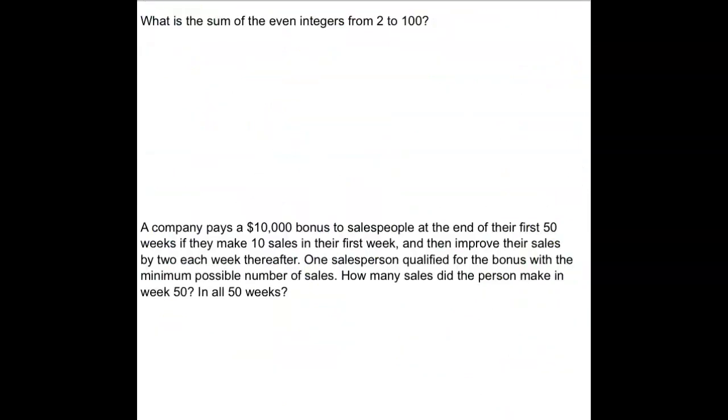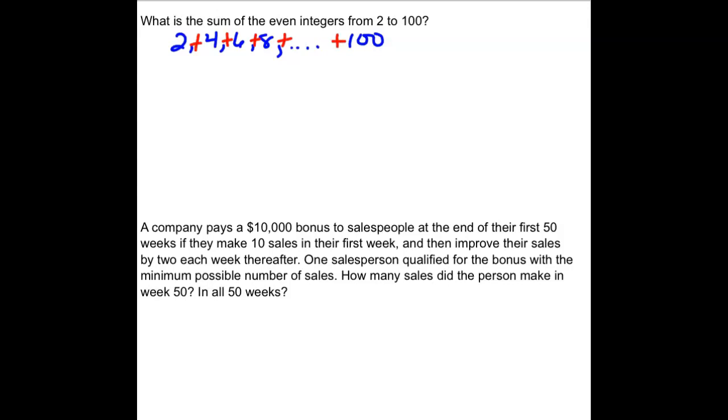All right. This one we're not given a list of numbers, but we're told enough information to help us generate that list. It says, what is the sum of the even integers from 2 to 100? So even integers would be like 2, 4, 6, 8, and we want to go all the way up to 100. Okay, that's my sequence of numbers. Now, they're asking me for the sum of it, so they want me to add those all up.